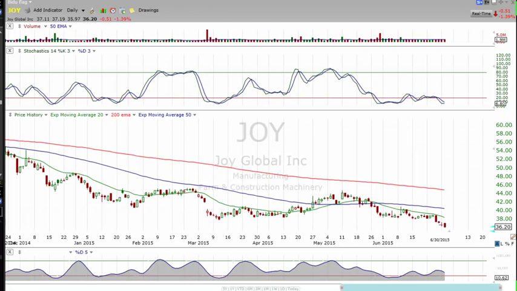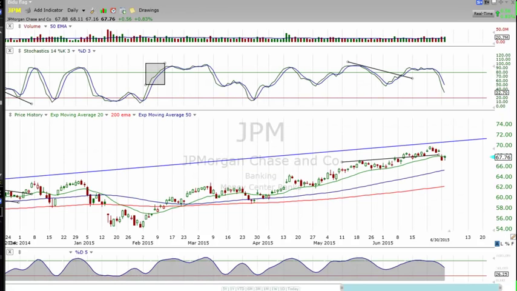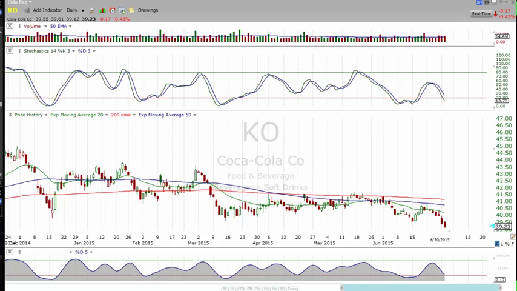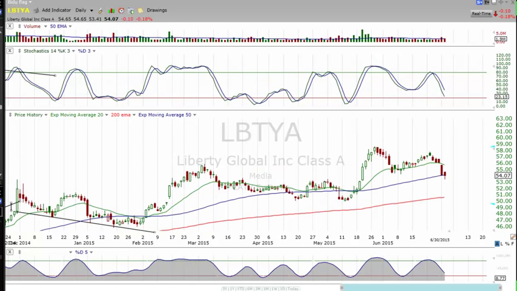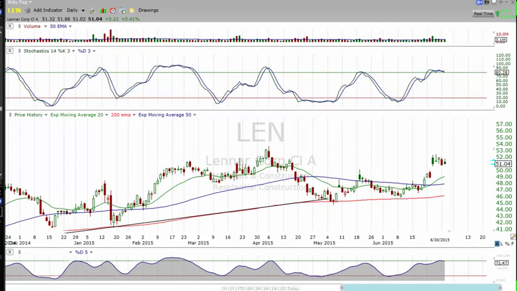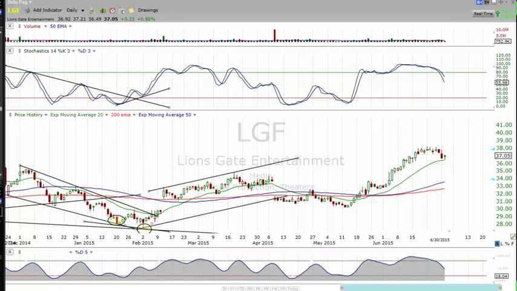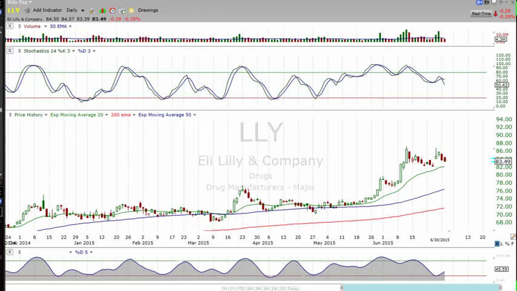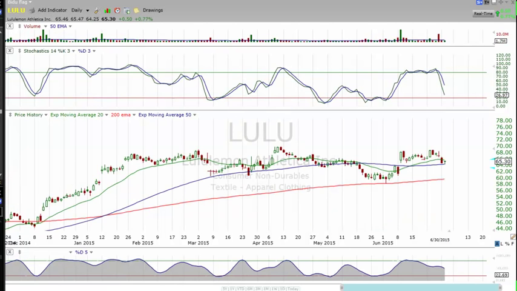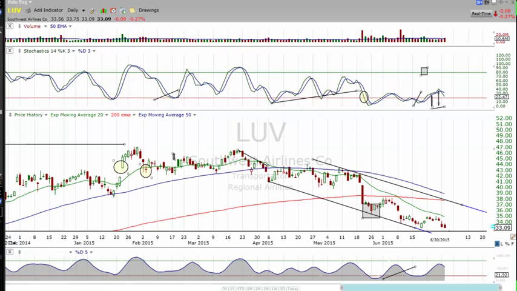Juniper, Joy Global, not interested. JP Morgan, nice flag, but not interested. Coca-Cola, Coors. I'm being beat up on Coors. Lenore actually holding up okay. Lionsgate Films actually a nice little flag. Laboratory Corp, LH here, hasn't been affected. It's interesting. I want to put this one as LH over on a strong signal setups. Not interested. LUV.